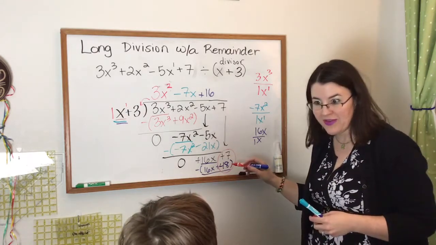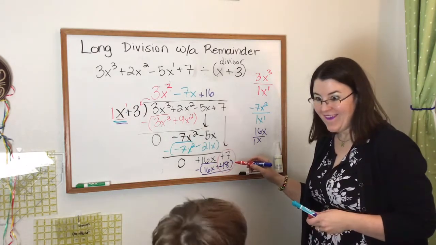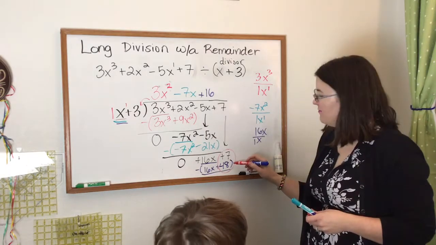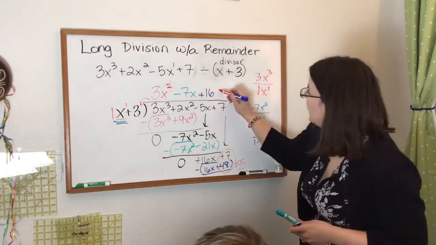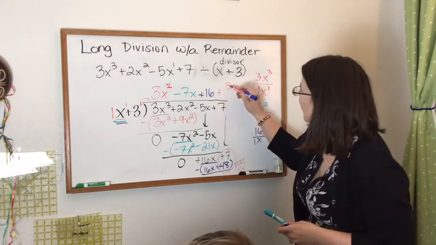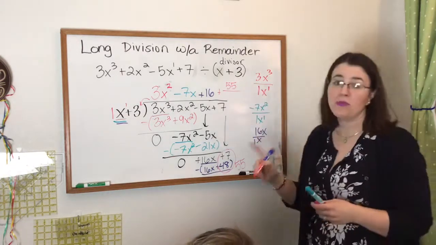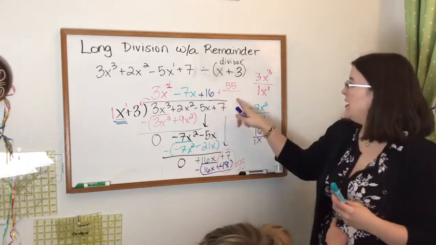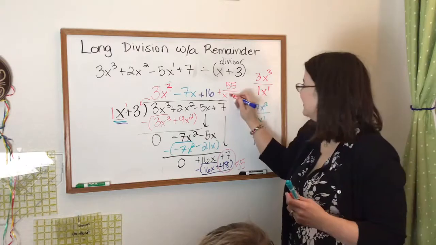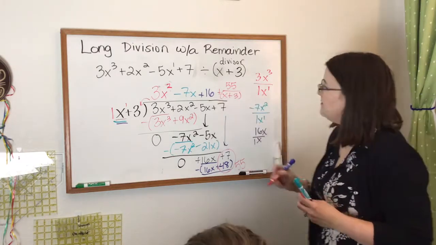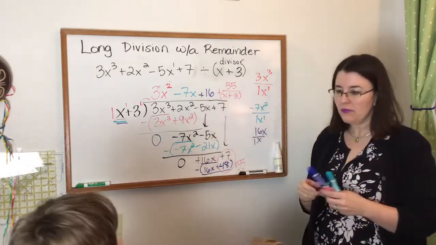Anybody know 48 plus 7? 55. So we get 55, and that 55 is going to go up here. It's a positive 55, and the way that I show it's a remainder and that it's not a whole is I write what I couldn't divide it by, which is x plus 3, and that's my remainder.